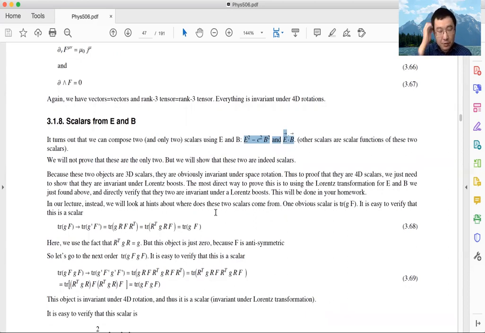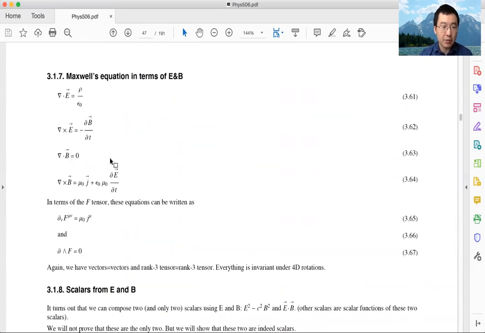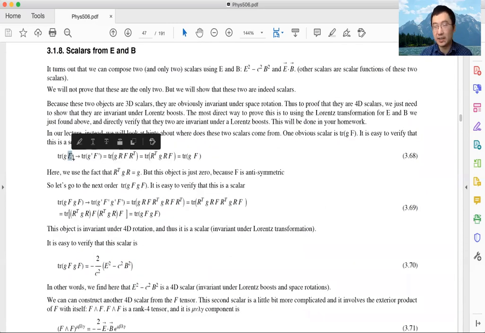Okay, so first of all, we know that the E and B fields form a rank 2 tensor. That's what we call the F tensor, as we defined earlier. If we have a tensor F, or any tensor, and we want to make a scalar out of it, there is one simple way to do that. No matter what rank 2 tensor we have, we can multiply that rank 2 tensor with the metric tensor, and then we take a trace.